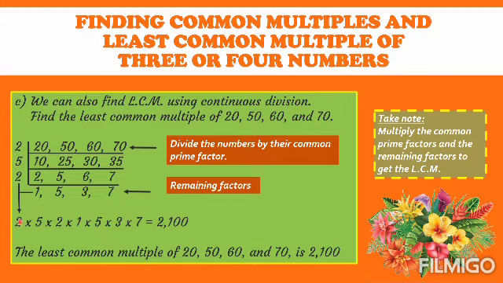So 2 times 5 times 2 times 1 times 5 times 3 times 7 equals 2,100. Again, class, these factors are counted from here: 2, 5, 2, 1, 5, 3, 7. So the least common multiple of 20, 50, 60, and 70 is 2,100. So take note, class, do not forget to multiply the common prime factors and the remaining factors to get the LCM.